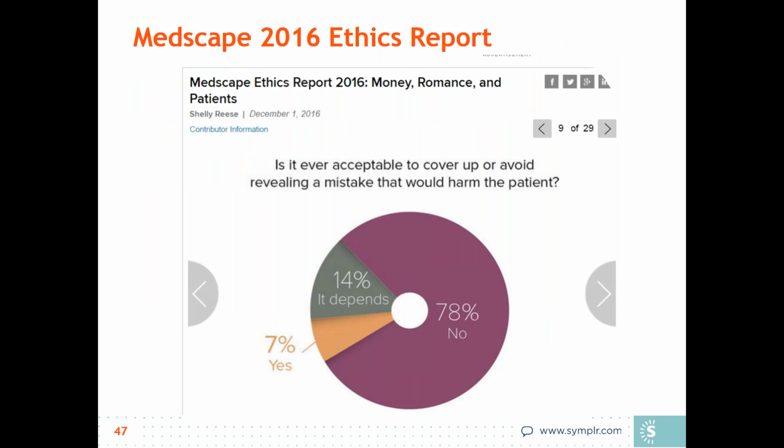One more I want to go over is that Medscape did an ethics report in 2016, which they reported at the end of last year. These are a couple of screenshots from the survey results. It was a Medscape ethics report on money, romance, and patients. One of the questions they asked is, is it ever acceptable to cover up or avoid revealing a mistake that would harm a patient?